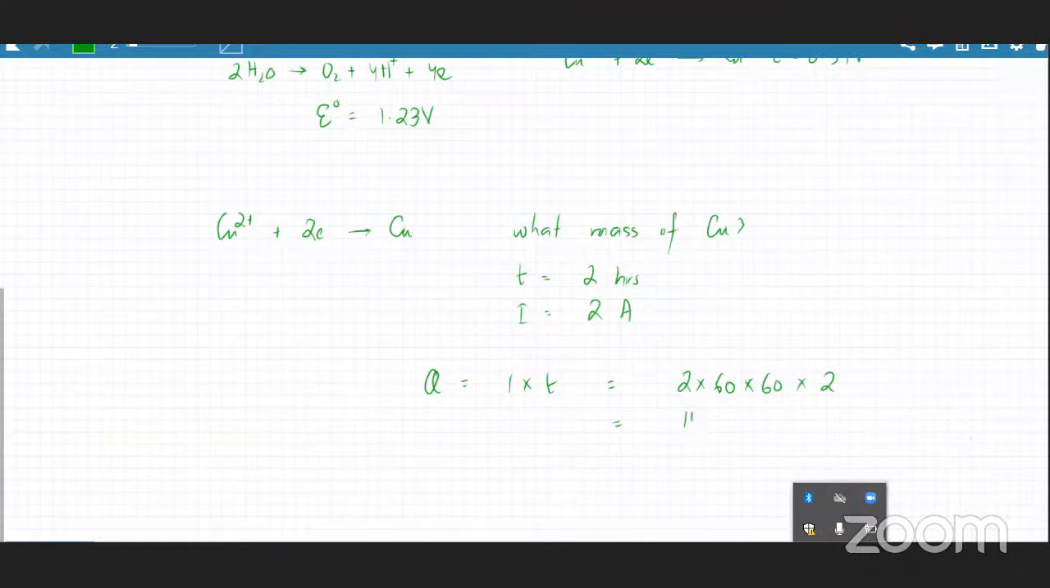14,400 coulombs. Now, you're going to use the Faraday constant, which is the charge on 1 mole of electrons, and that's going to be 96,500 coulombs. So using that, find the moles of electrons. So it's 14,400 coulombs, right? Cross multiply, and you get 0.149 moles of electrons.